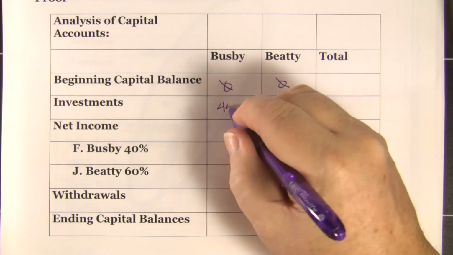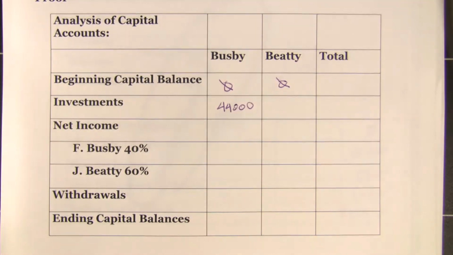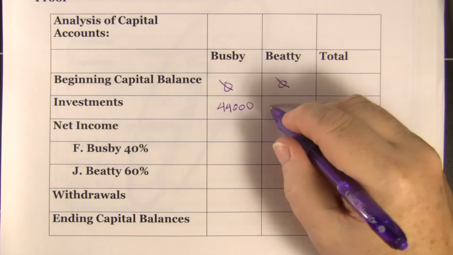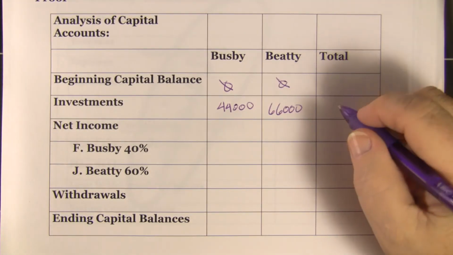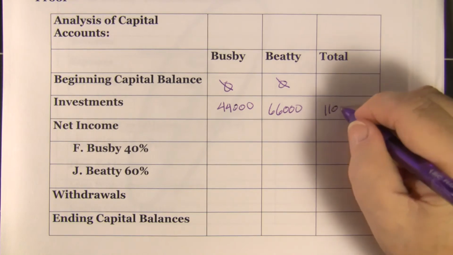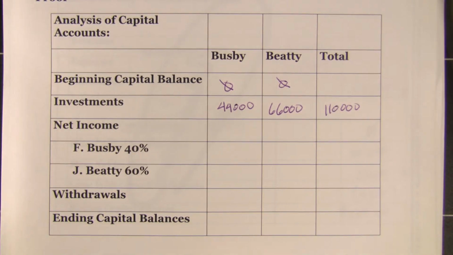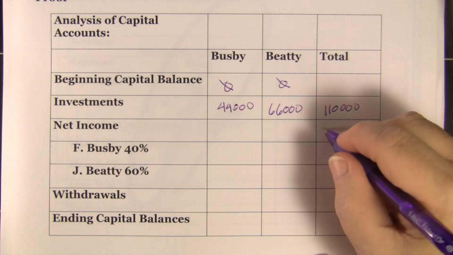Busby put in $44,000. Beatty put in $66,000. For a total of $110,000. These are the same numbers we've done, just laying them out a little different so you can see how we ended up with those ending capital balances if we do it this way. You'll see the numbers are exactly the same. The net income was $23,600.